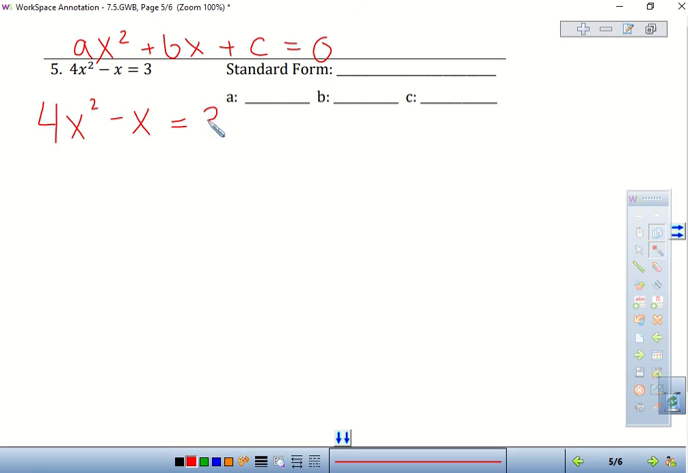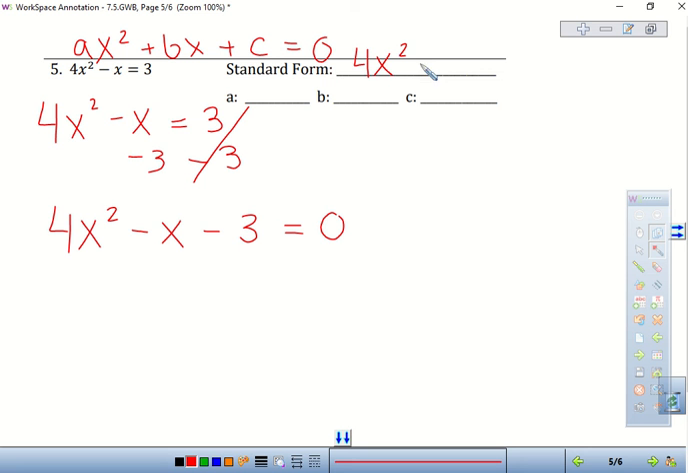Now our goal is going to be to get that 3 to the left side, in standard form. So is this 3 positive or negative? Good. So to reverse addition, I do what operation? Subtraction. So I have to subtract the 3 over to the left side, which leaves me with 4x squared minus x minus 3 is equal to 0. And now, are we in standard form? Yes. So on the line, we can write our standard form quadratic filled in.